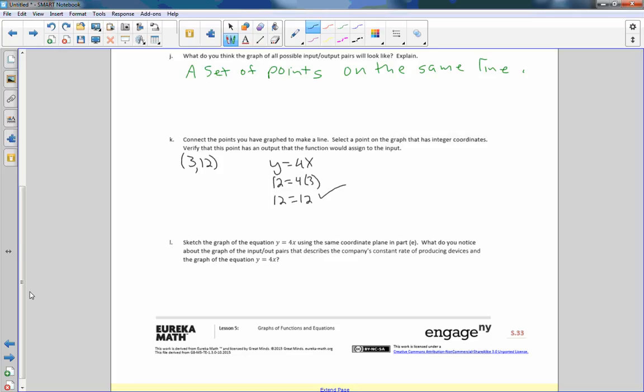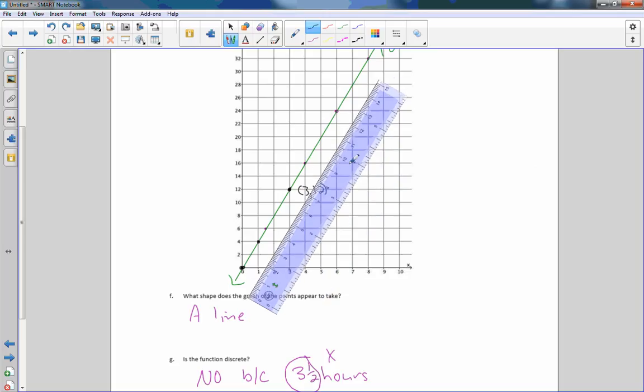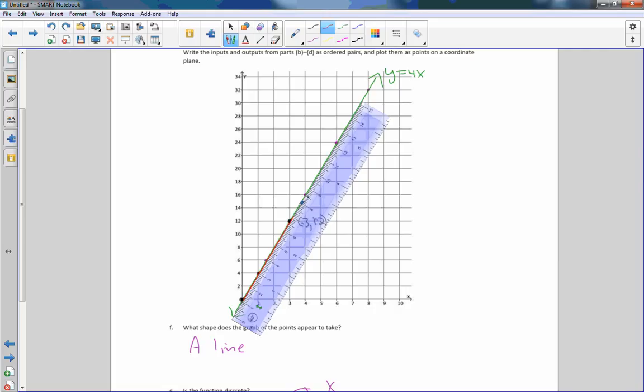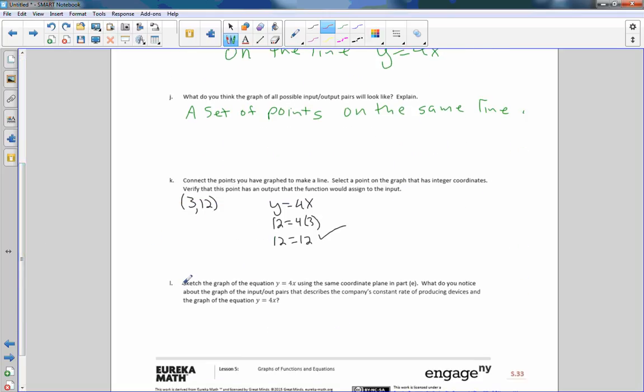L, sketch the graph of the equation y equals 4x using the same coordinate plane. In part E, what do you notice about the graph of the input-output pairs that describe the company's constant rate of producing devices, the graph of equation y equals 4x. So what they're saying is graph y equals 4x, so you plot a point. My intercept is 0. Slope of 4 means go up 4 over 1 right there. If I graphed a line going through those 2 points I just created, as you can see, it would be the same line. So let me change to red, and now I'm going to graph from here to here through the y-intercept of 0 and a slope of 4, or a rate of change of 4, up 4 over 1, and as you can see, the lines coincide. So there's only one line you can draw for that function. So that's L.